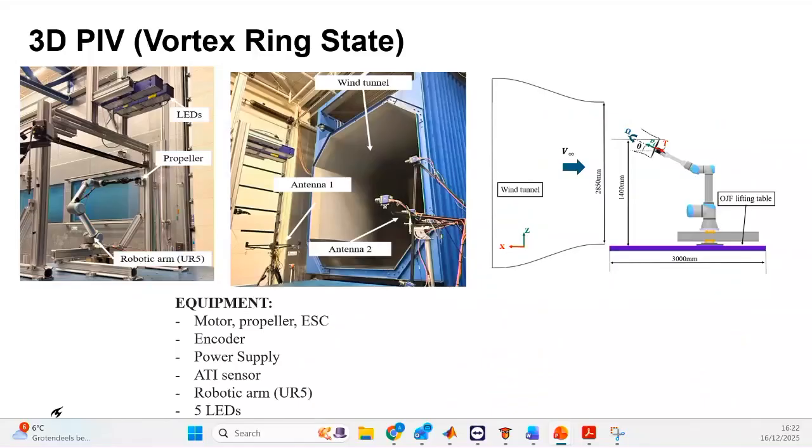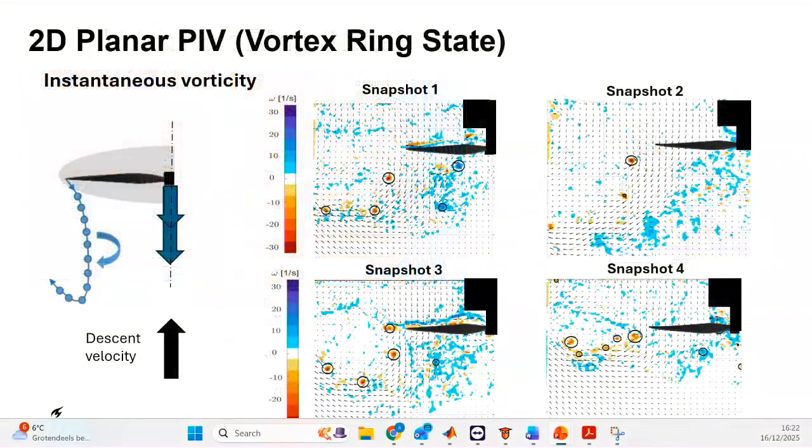So now, one thing that I want to mention: this is for axial conditions where the propeller is descending vertically, but what happens if we increase the inclination? In that case, the flow is even more complex because we don't have the symmetry anymore.